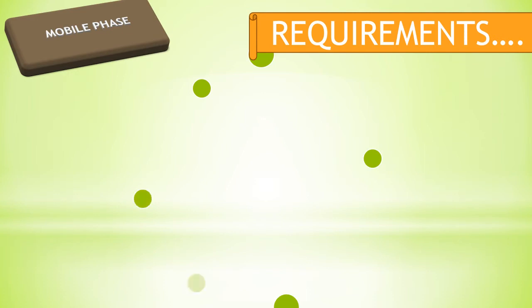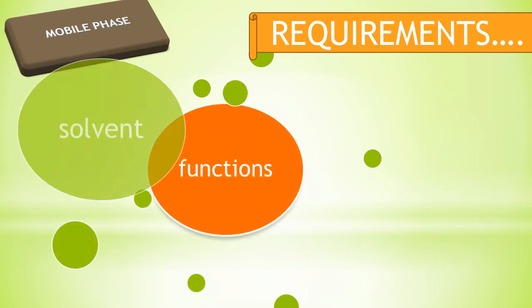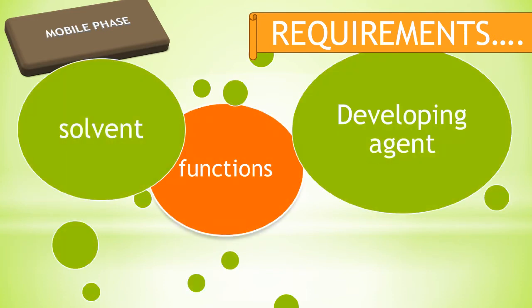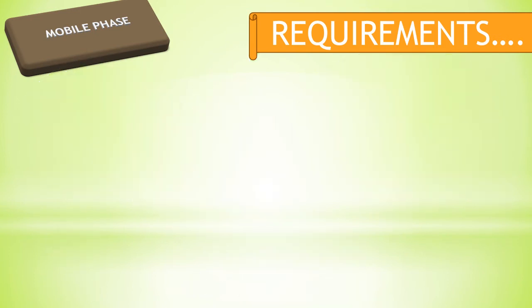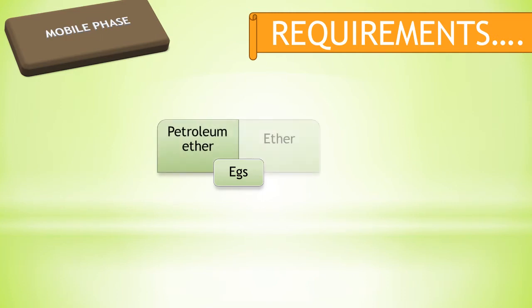Next, we will discuss the mobile phase. The mobile phase functions as a solvent, as a developing agent, or as an eluent. Examples include petroleum ether, benzene, and acetone.